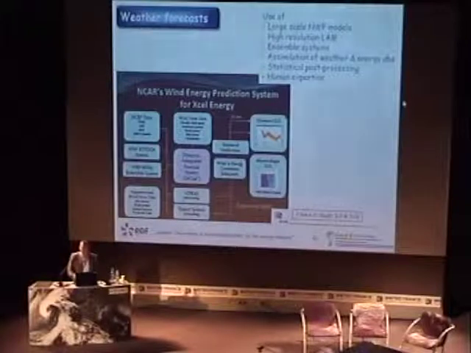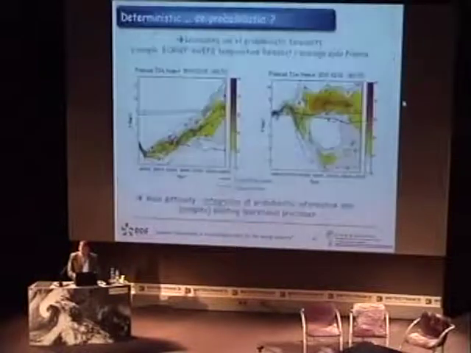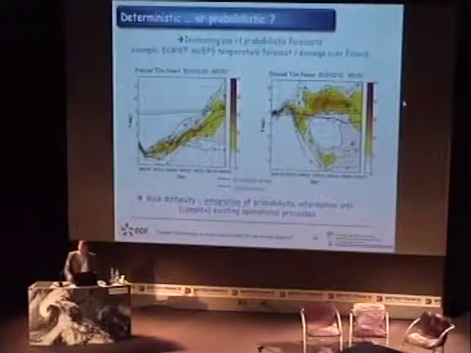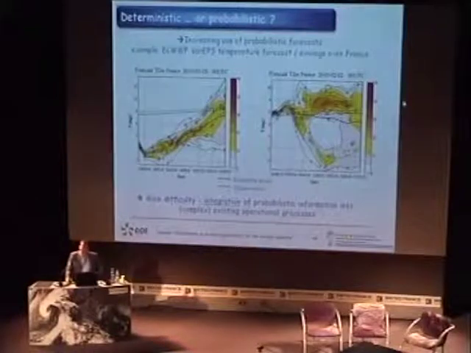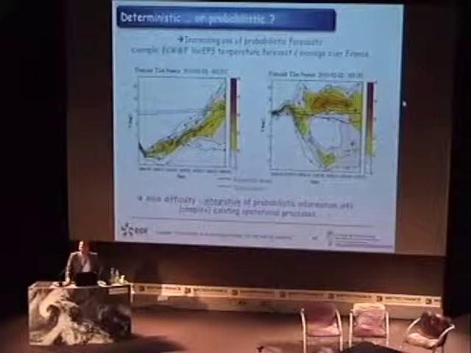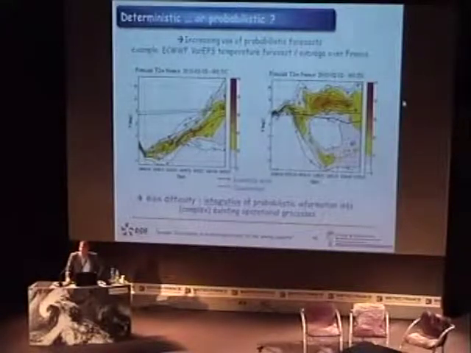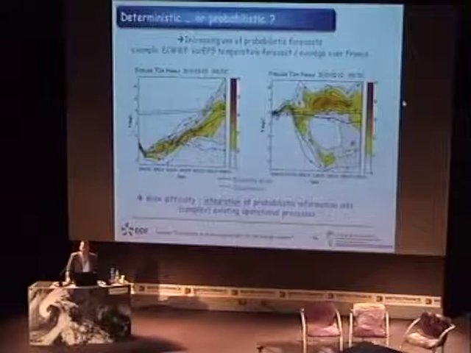Here it's again the example of the NCAR system for Xcel Energy for wind production, which is very complete, very interesting. I will skip briefly. One important point is to help people in the energy sector to use probabilistic information rather than deterministic. Because, of course, when you want to look at timescales longer than a few days, you have to be probabilistic.